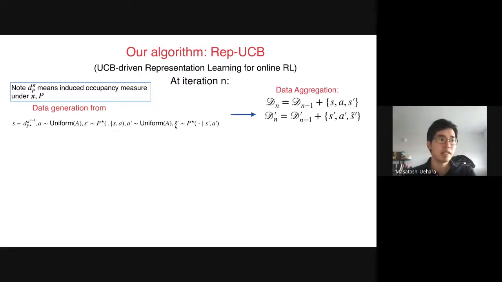Then we concatenate this new tuple with the existing data. There are two data sets. The first data set is a concatenation of s, a, and s prime. The second data set is a concatenation of s prime, a prime, and s tilde prime. I'm going to explain later why we need to keep two data sets. So now we can make a new data set at iteration n.